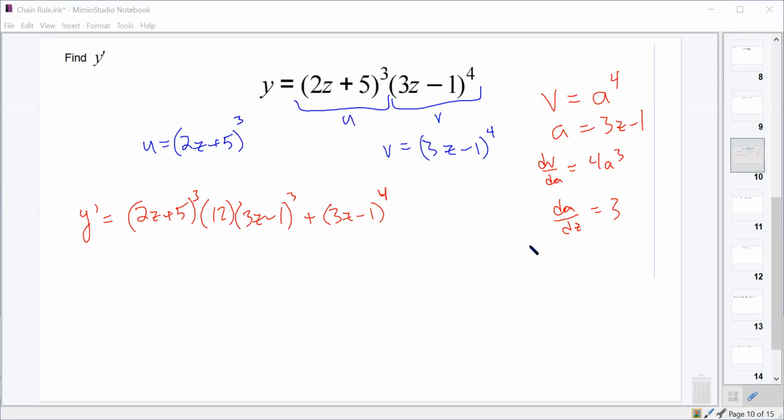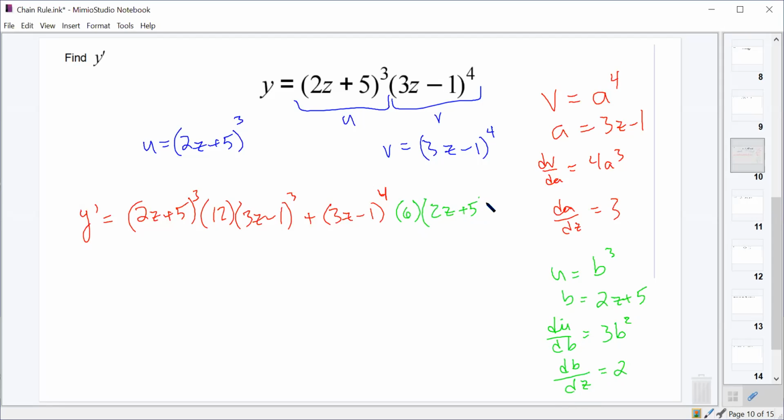And for the derivative of u, we've got u is equal to, I don't know, something to the third. So how about b to the third, with b equal to 2z+5. And what will du/db be? That should be 3b squared. And db/dz, the derivative of b with respect to z, ought to just be 2. So what do we get? We get a 6, and we get a b, which is (2z+5)^2. Everybody agree with that?